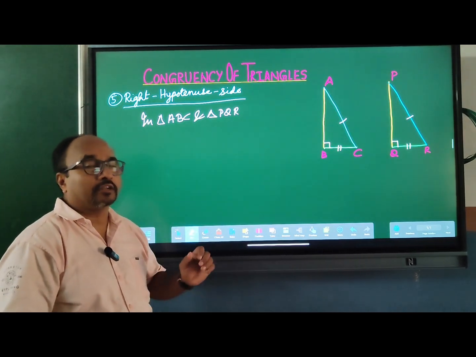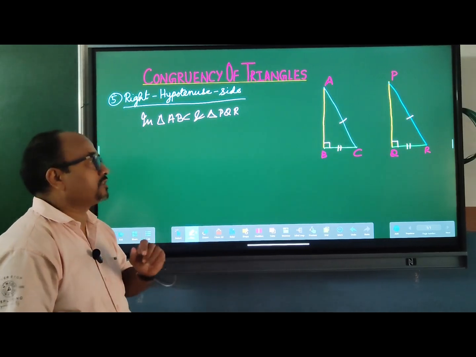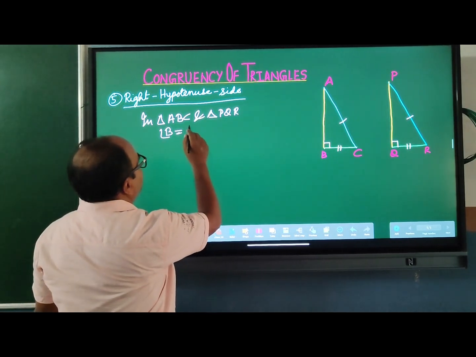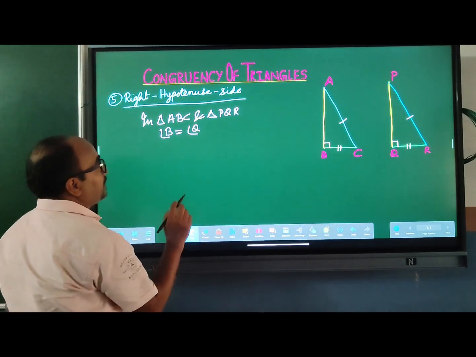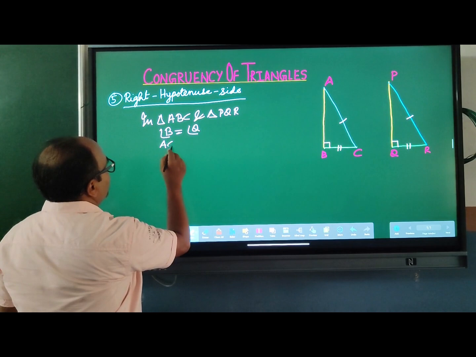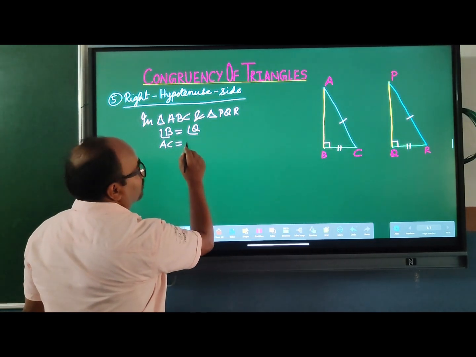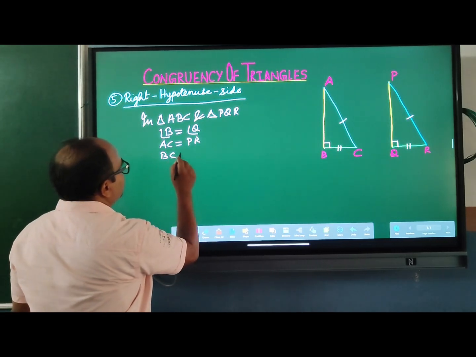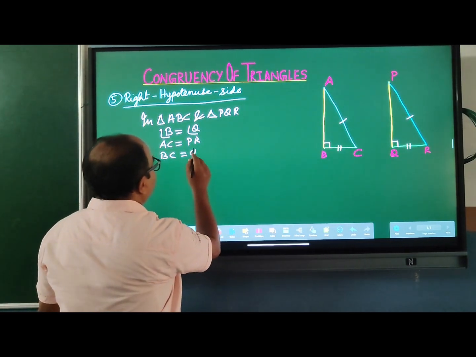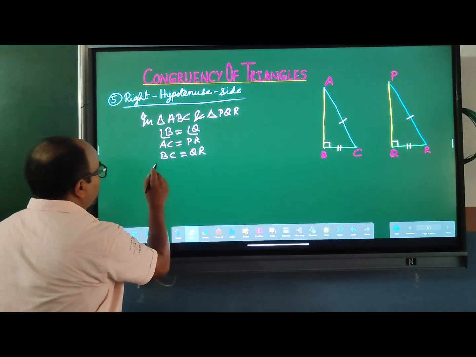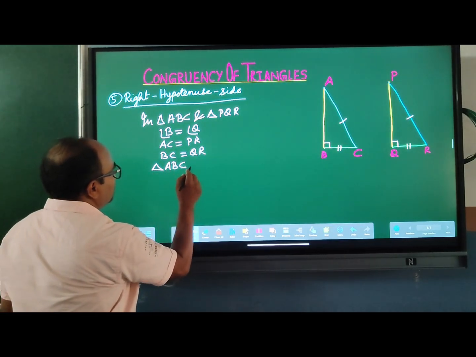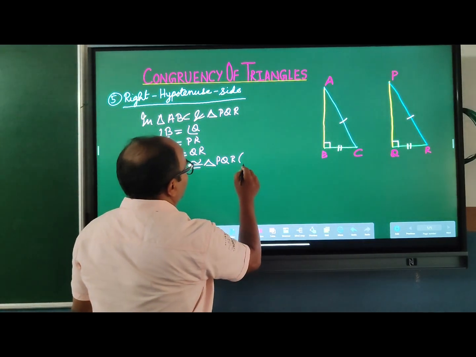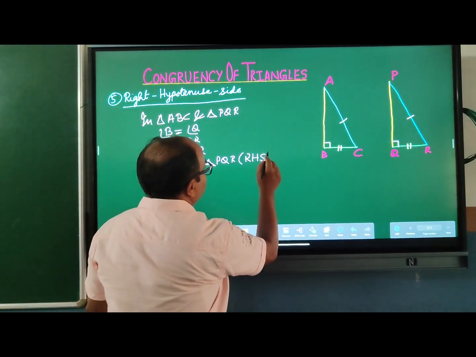So we have over here in triangle ABC and PQR. First thing I will write is angle B is equal to angle Q, that is the right angle. Then the hypotenuse AC is equal to PR, and then another side BC is equal to QR. So now triangle ABC is congruent to triangle PQR by the rule RHS.